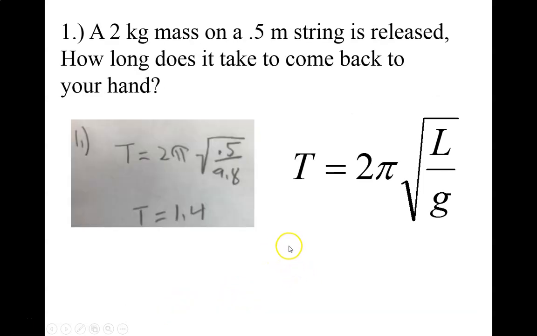Okay, so a real basic problem here. A 2 kilogram mass on a 0.5 meter string is released. How long does it take to come back to your hand? Okay, so we see we're given the mass. Now we learned that mass does not affect a pendulum, so we can just throw that out. We've got a 0.5 meter string, so that's the length of the pendulum. And how long does it take to come back to your hand? Okay, so that's to swing and come back, so it's asking for the period. So T is what we're looking for.